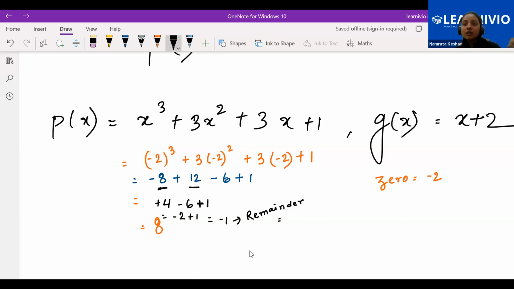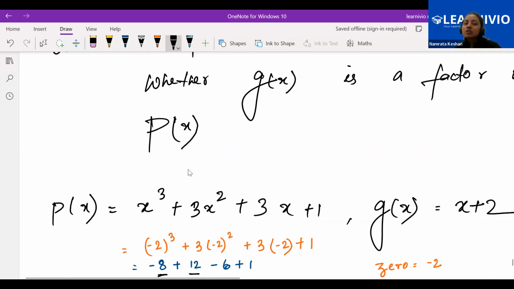So eventually factor theorem is related to remainder theorem only. Every time we are checking the remainder and then we are telling whether it's a factor or not. Since your remainder is -1, we can say that g(x) is not a factor of p(x). See the instruction given.